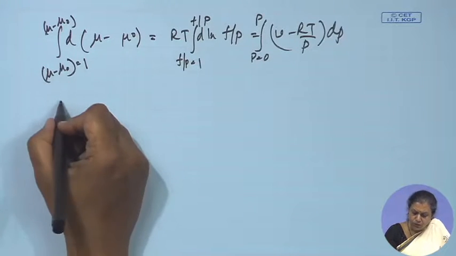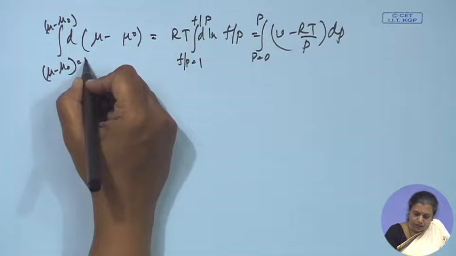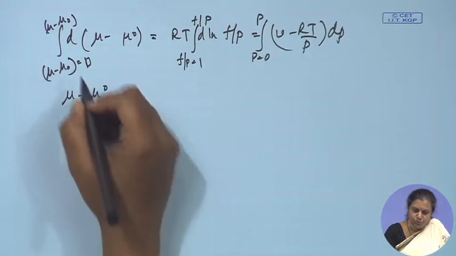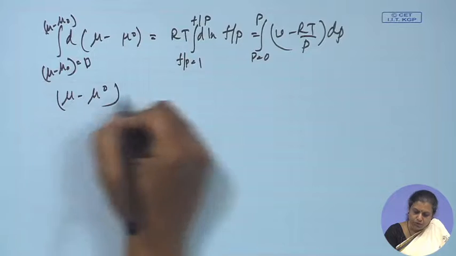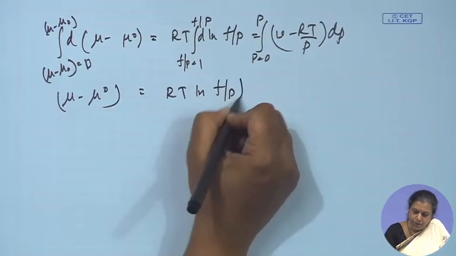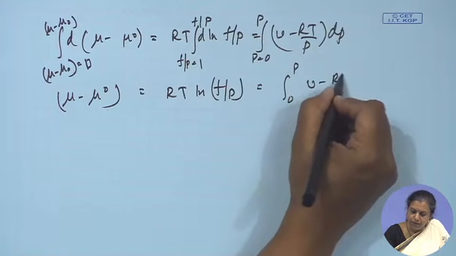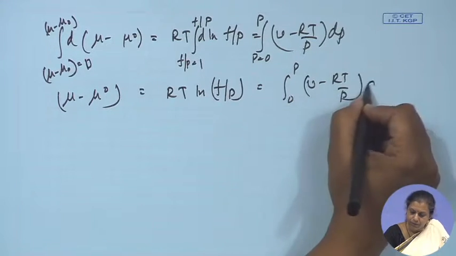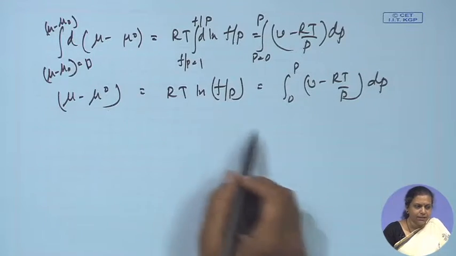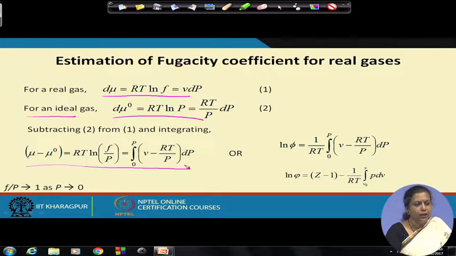So, on integration, what do I get? I get mu minus mu 0, sorry, it is not 1, it is 0 here, because mu equals mu 0 here. Mu minus mu 0 equals R T ln f by p, which is equal to the integral from 0 to p of V minus R T by p dp. This is the standard equation which I have also mentioned here. This is the standard equation which I use in order to find the fugacity of the gases.